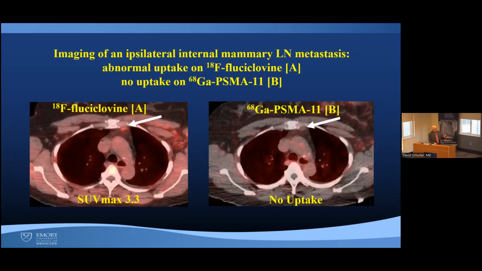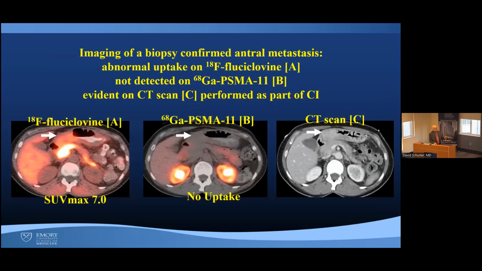Here we have, and this is where it really makes a difference, an IM node. Okay, so with fluciclovine, you could really see it. With PSMA, you didn't see it at all. And this is an antral metastasis. It was abnormal uptake with fluciclovine, so you could see it here. No uptake with PSMA, and on CT scan, you can kind of see it's very thickened. So it was called abnormal on that CT.